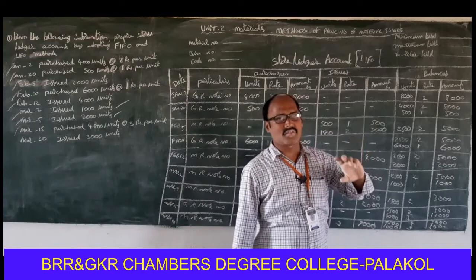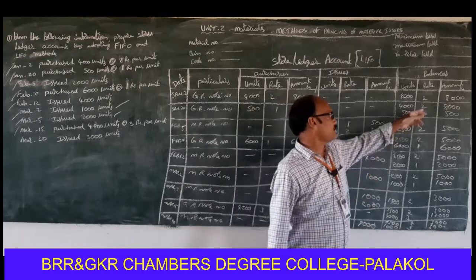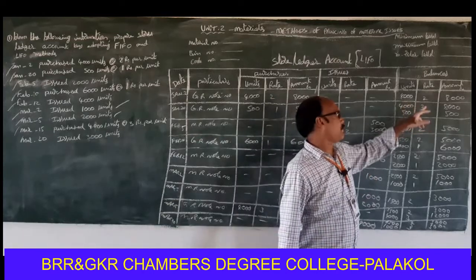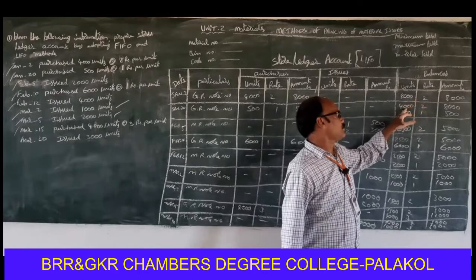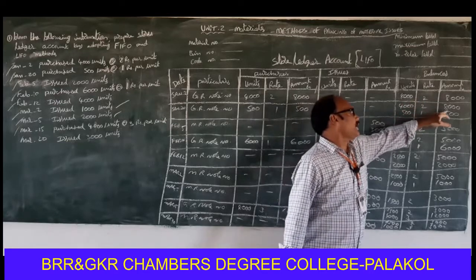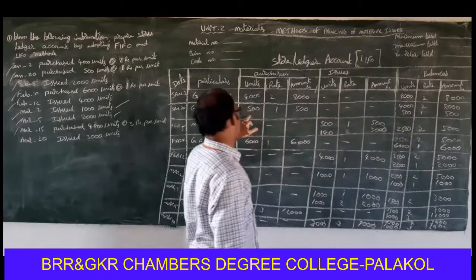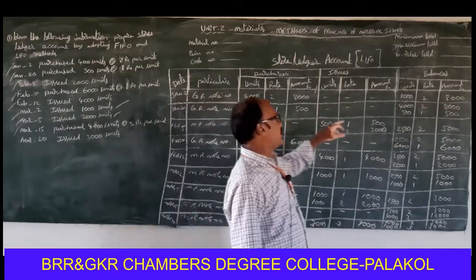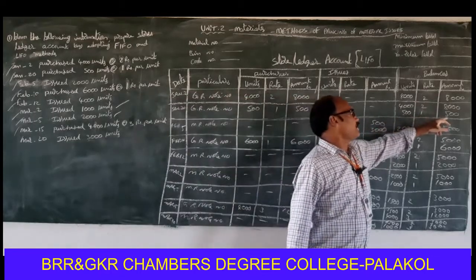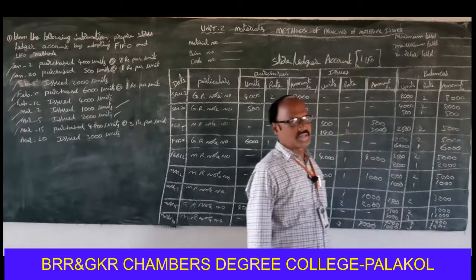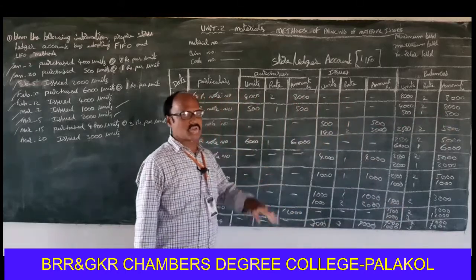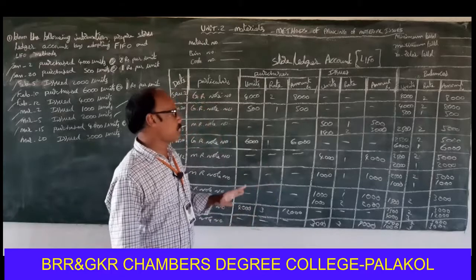Two types of stock are available. One is at the rate of 2 rupees, the second is at the rate of 1 rupee. The old stock is 4,000 units at the rate of 2 rupees per unit, 8,000. And the recently purchased 500 units at the rate of 1 rupee per unit, 500. This is the last in, first out method.